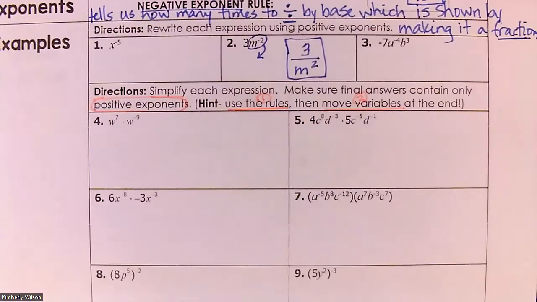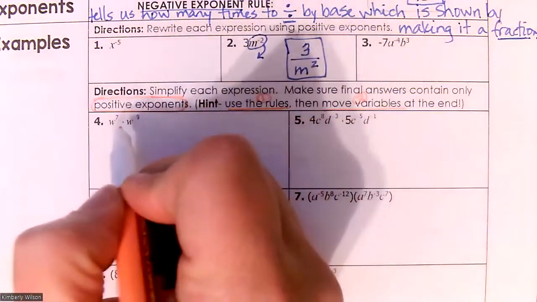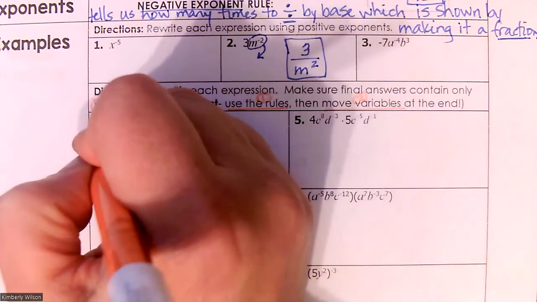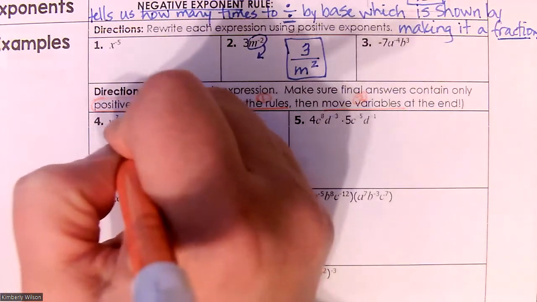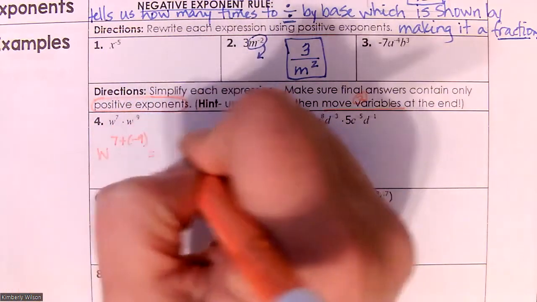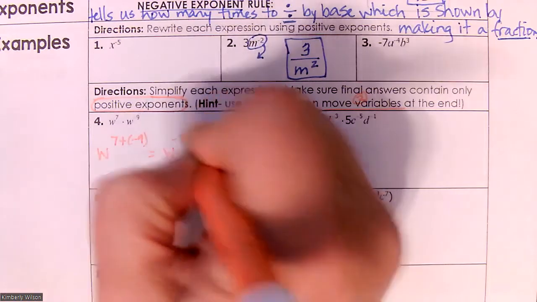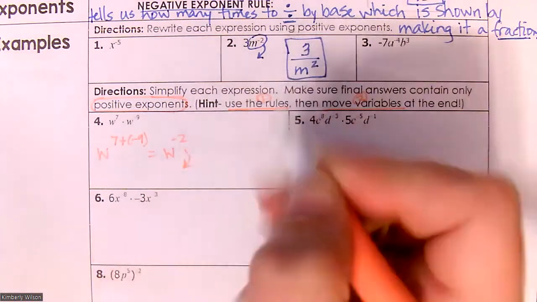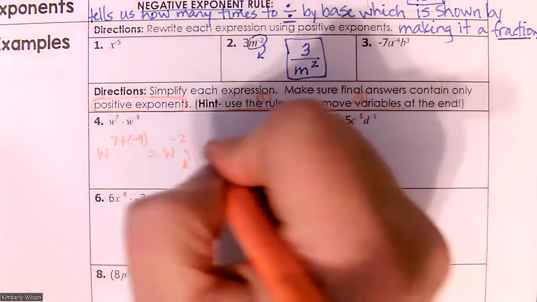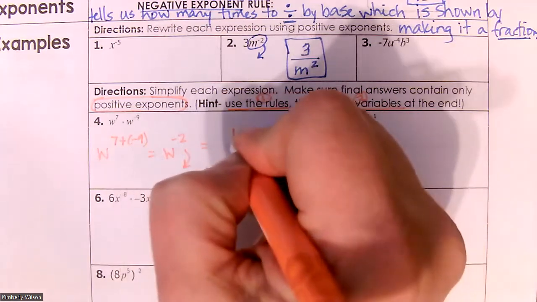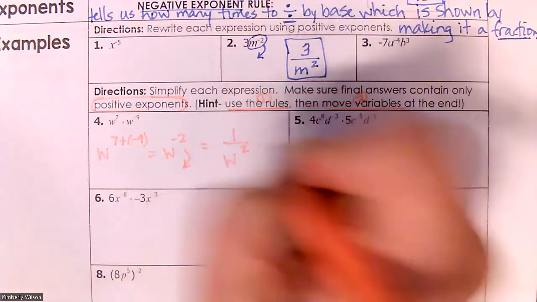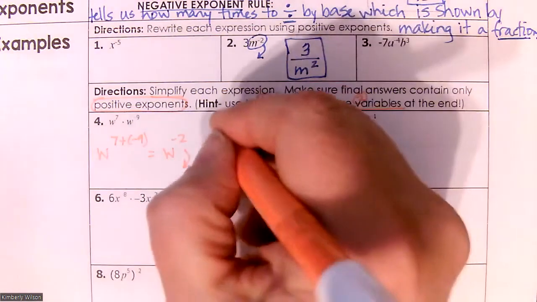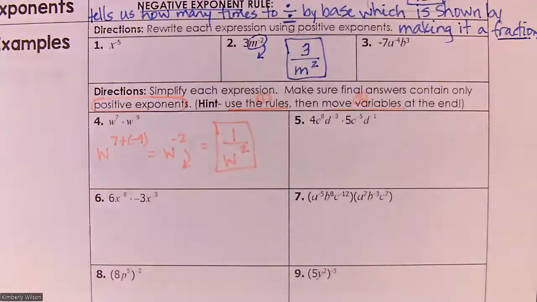So for number 4, the rule is when they're multiplying, it's the same base. That means I add the exponents. So this is going to become w to the 7 plus negative 9, which gives me w to the negative 2. And then I move it to the denominator because it's a negative exponent, which means it's going to go under 1. So I'm going to have 1 over w squared. When I move it to the bottom, it becomes a positive exponent. And here is my answer.